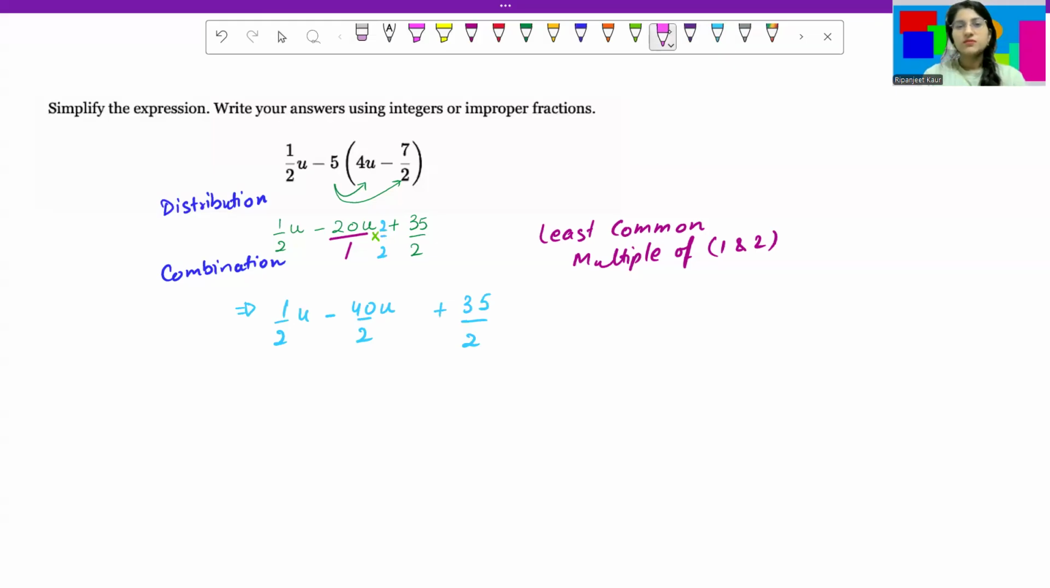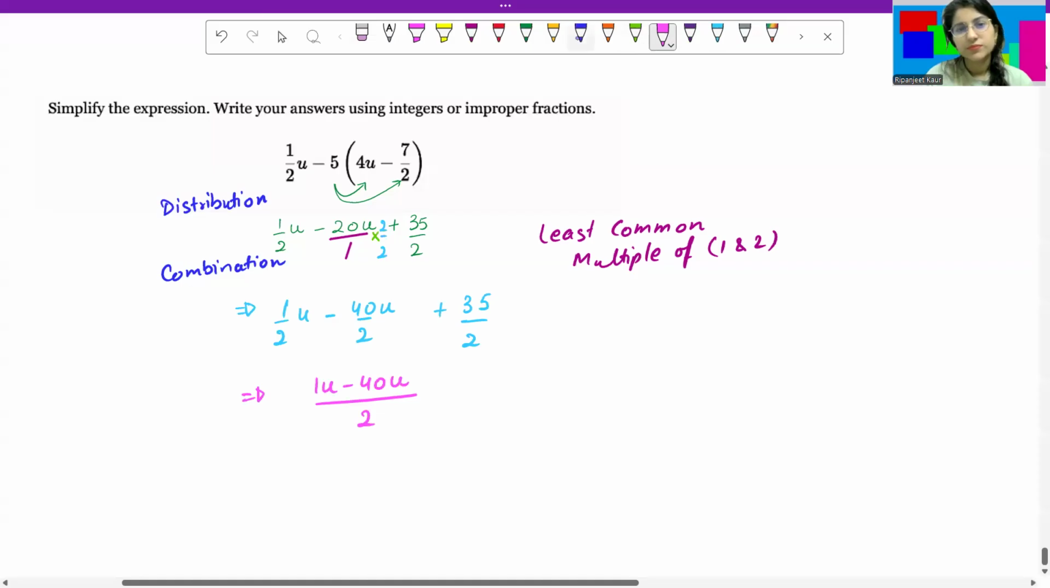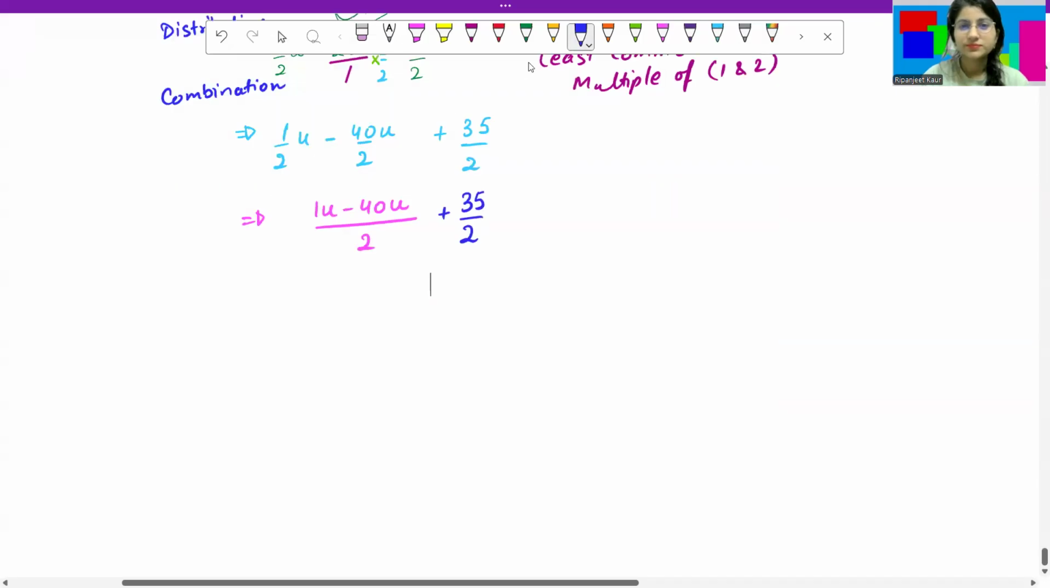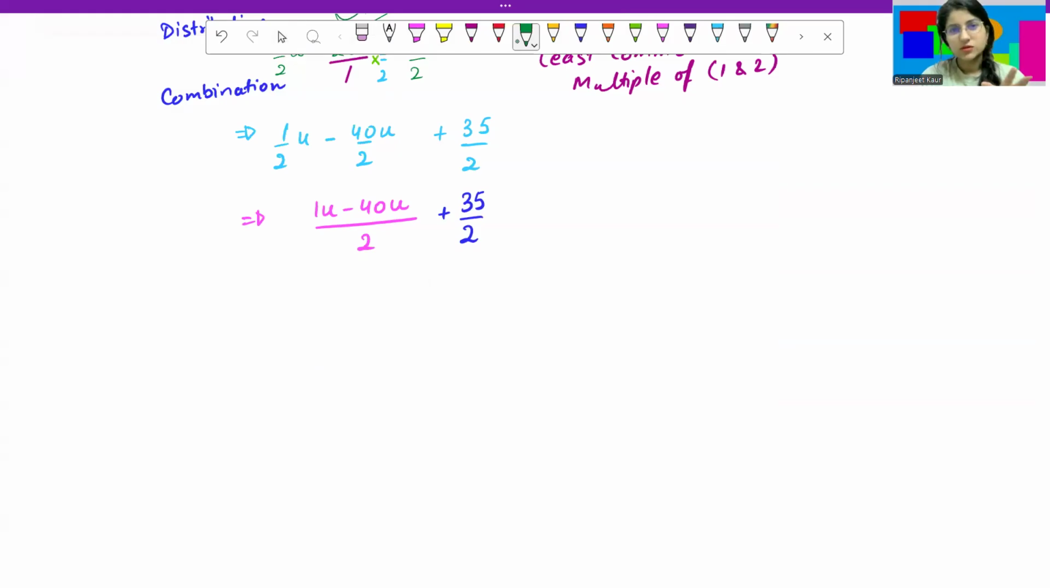Now we have made the denominators the same. So at this time, we can write this. So it's 1u minus 40u divided by 2. Yes, the denominators were the same, so we take it as the same one. Isn't that negative 39? 1u minus 40u, yes. So we got negative 39u over 2 plus 35 over 2.